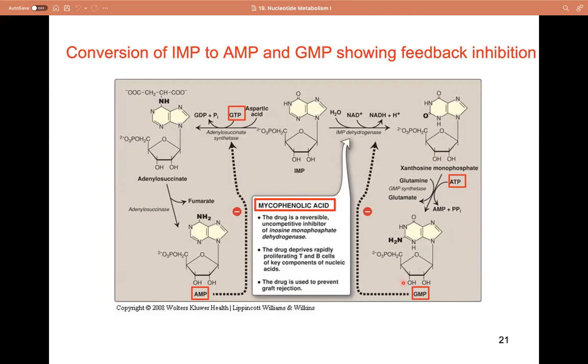There won't be an excess of AMP because it acts as a negative feedback mechanism. Too much AMP will prevent more IMP from being converted into AMP. Too much GMP will prevent IMP from being converted into GMP. Okay. Another thing to note is that the synthesis of AMP requires GTP as an energy source, whereas the synthesis of GMP requires ATP as an energy source.